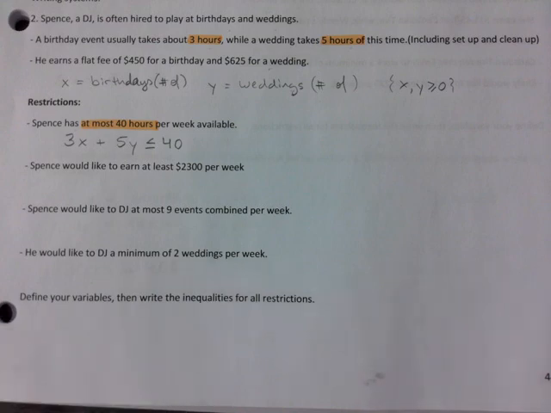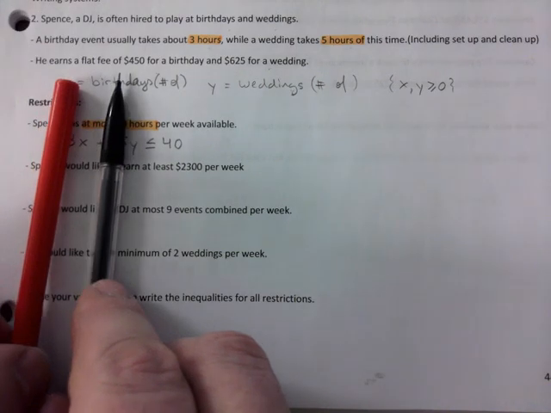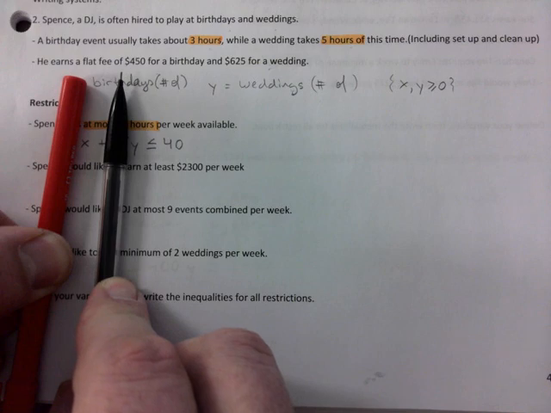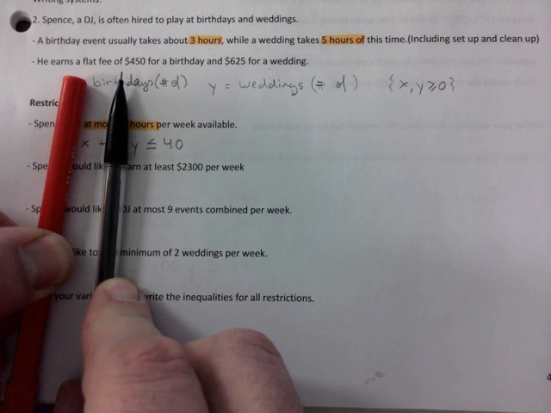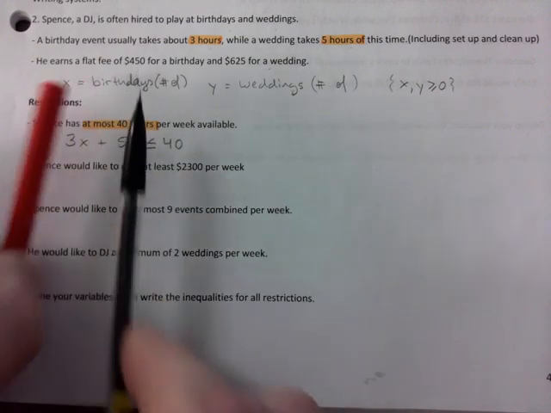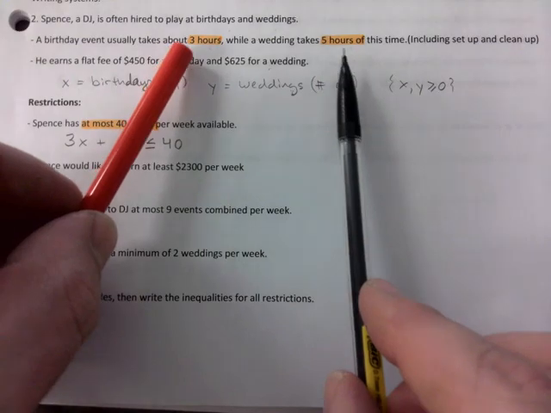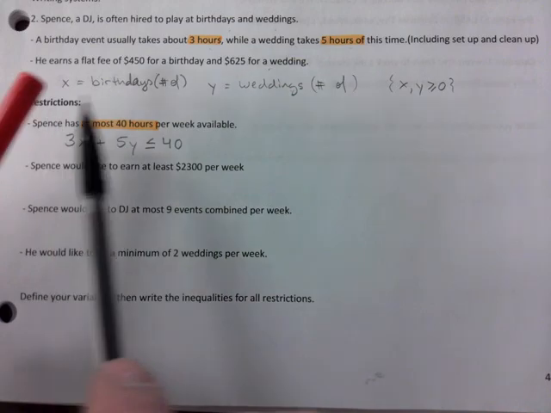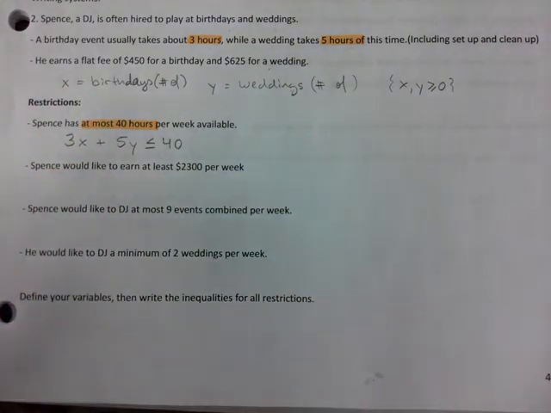Can I just say something here? You're busy writing this down, I get it. But if you had omitted, let's say you had just gone x plus y is less than or equal to 40, then you're saying that the combined total between birthdays and weddings, you want to do up to 40 events. That's what you're saying there. But we're talking about hours, therefore we use these coefficients like that, and now we're talking hours. So you have to be careful with that.